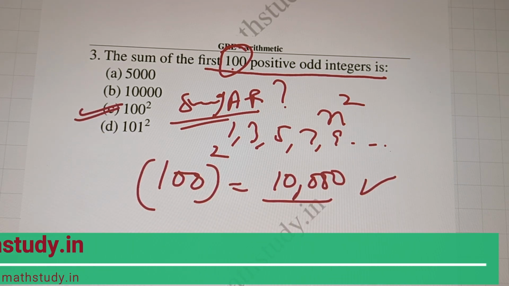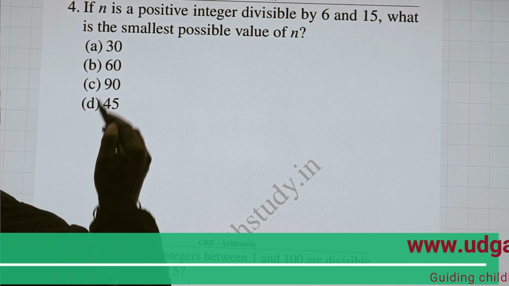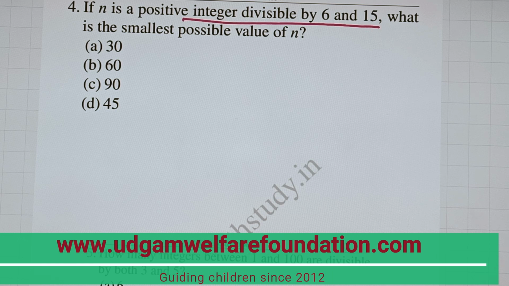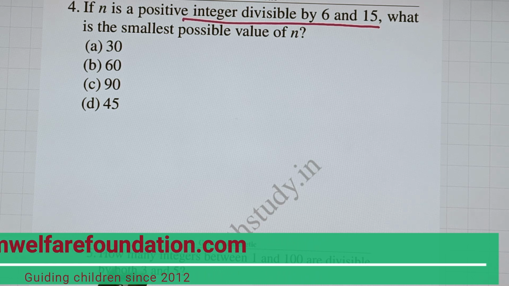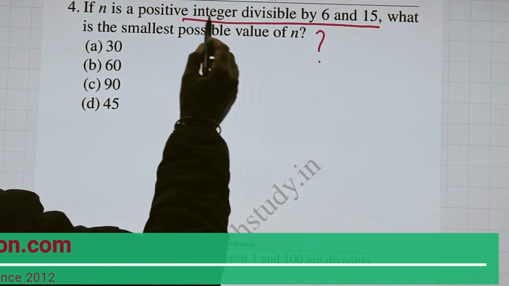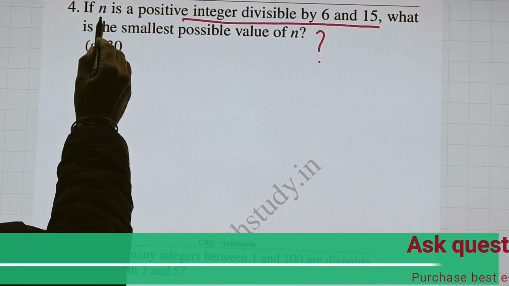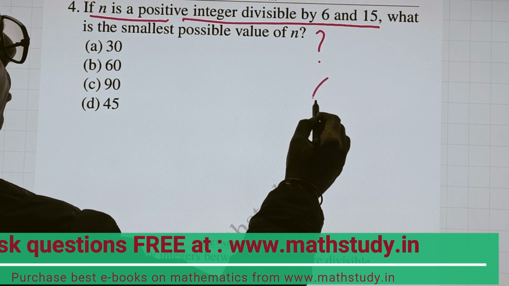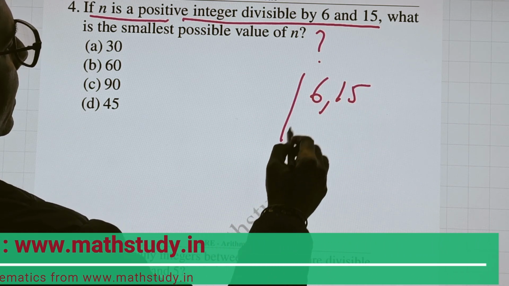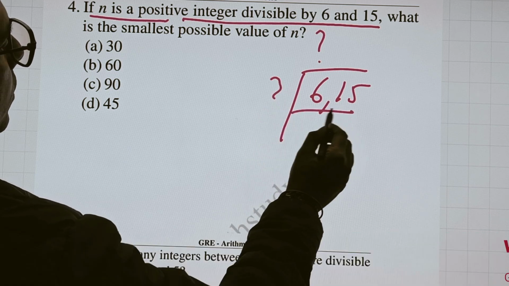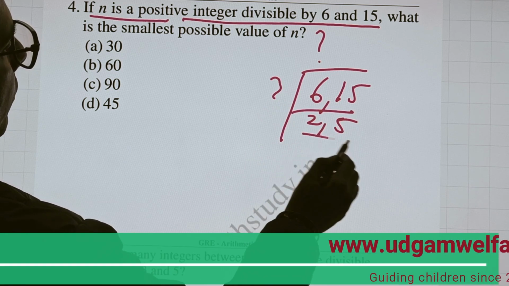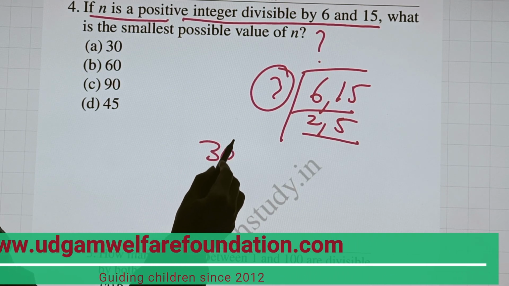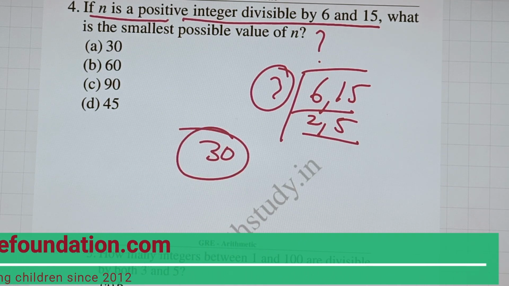Now let's move towards our next question. Here it is saying: if n is a positive integer divisible by 6 and 15, what is the smallest possible value of n? This question is very easy. Always try to read the statement properly. If n is a positive integer which is divisible by 6 and 15, what we have to do is take the LCM of these two numbers. So 3 into 2 is 6, 3 into 5 is 15, 2 into 3 into 5 is 30. So 30 is a positive integer which is divisible by 6 and 15.